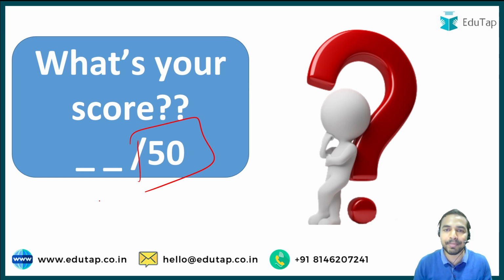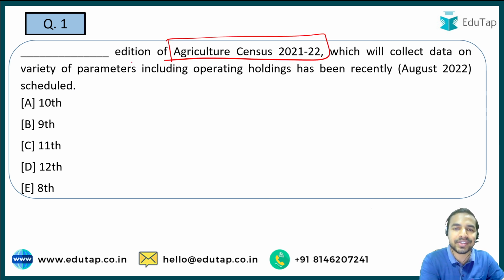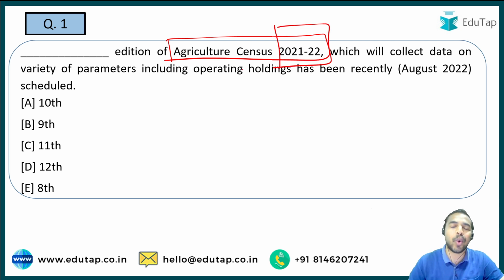So let's start with our first question. Here is the very first question of today's session, and it is on a very important report, the Agriculture Census 2021-2022, which was released recently. In this question, you just need to tell me what exactly is the edition of the Agriculture Census for the year 2021-2022.